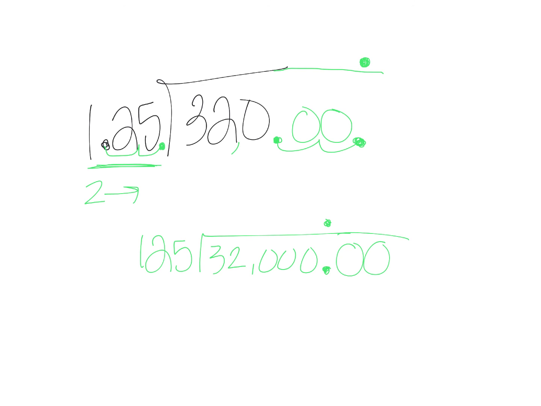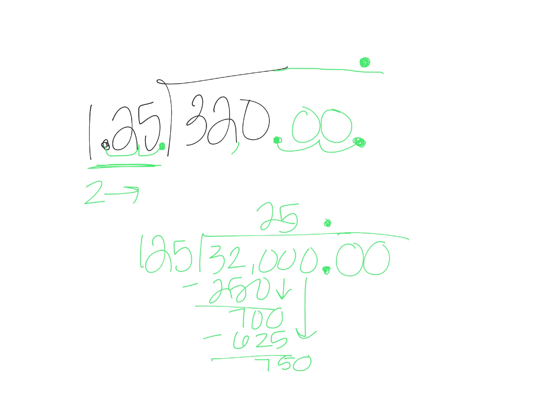320 two times. 2 times 125 is 250. 320 minus 250 is 70. Bring down that 0. So 700, so 125 times 5. 5 times 125 is 625, because I know that 5 times 100 is 500, and then 5 times 25 is 125. So 500 plus 125 is 625. 700 minus 625 is 75. Now I'm going to bring that 0 down.